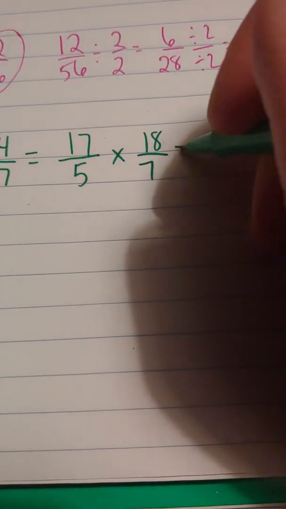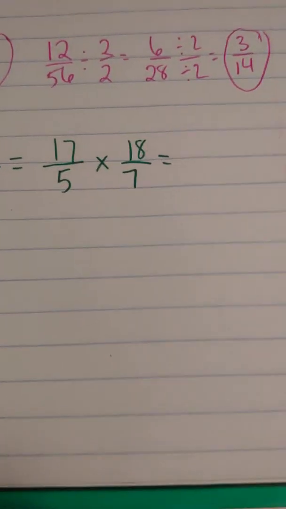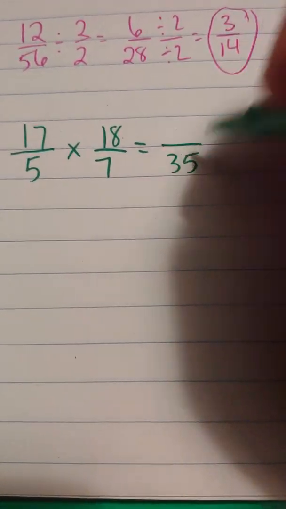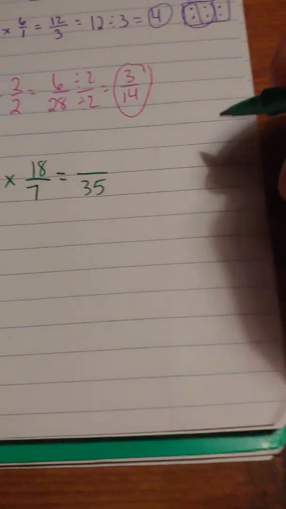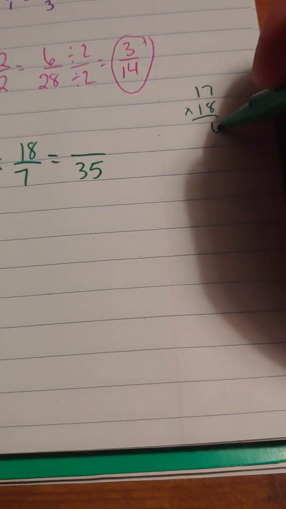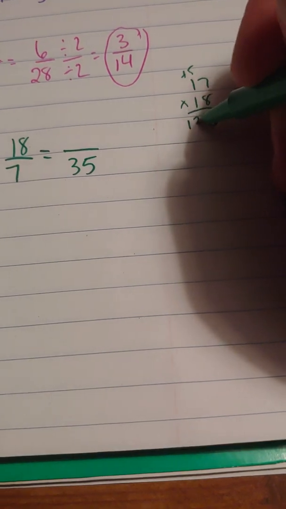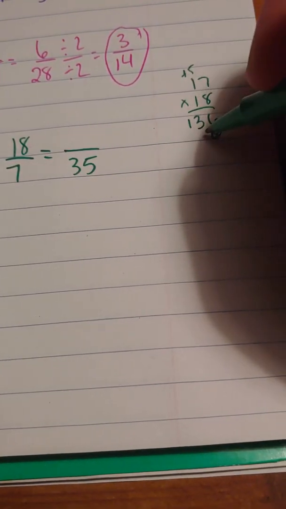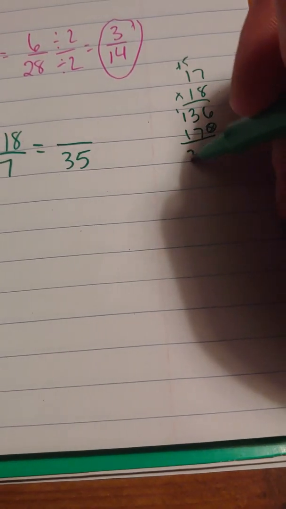Okay, so now we're looking at this and we're going, woof, we've got some big numbers, and we do, and it's okay. We can work through this. I know that my denominator is going to be 35. So I'm just going to do my multiplication here on the side to do 17 times 18. So bear with me. 8 times 7 is 56. 8 plus 3 is 13. Placeholder 0, 7, 1. So I think we get 306.